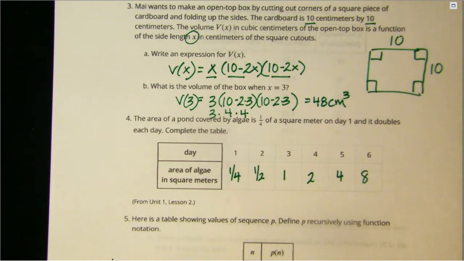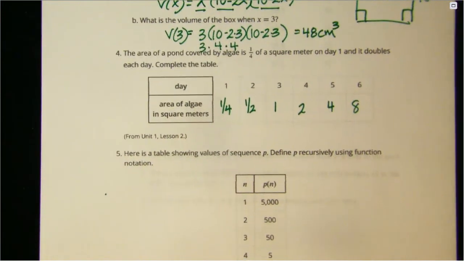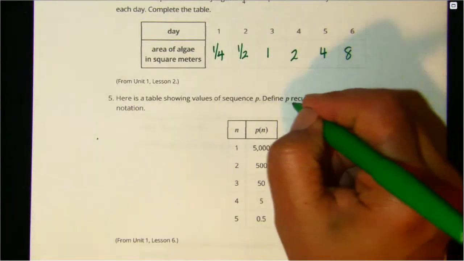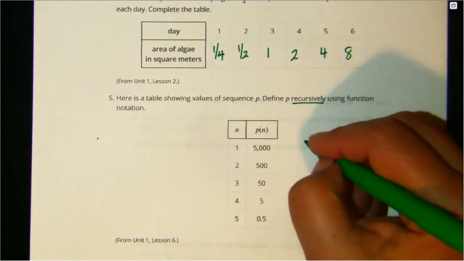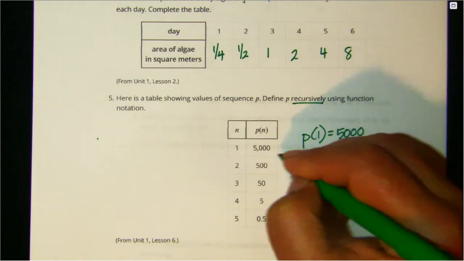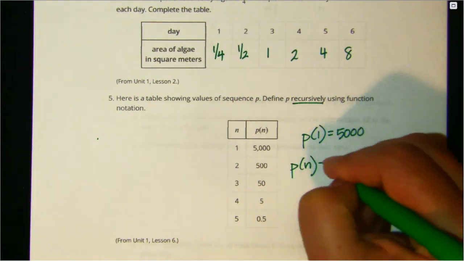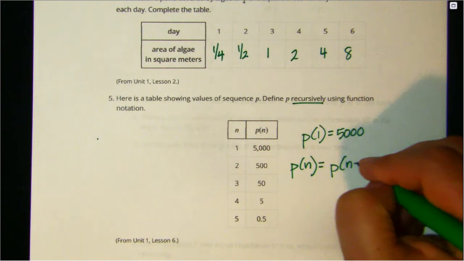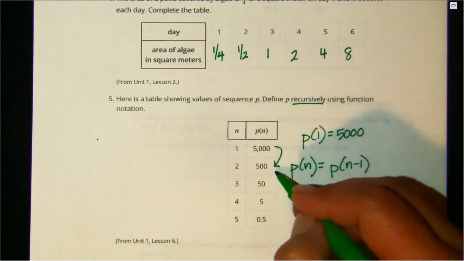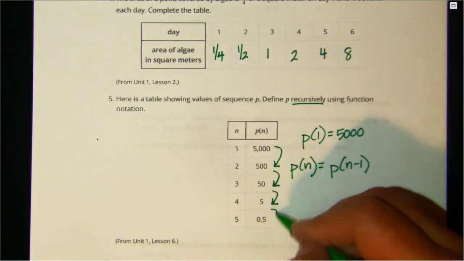That's it. Number 5, here is a table showing values of sequence P. Define P recursively using function notation. All right, so recursive, I give the first term. So P of 1 equals 5,000. And then to get any term after that, I take the previous term. I'm just getting that all ready. I haven't even figured out what's going on here yet. What's happening as I move from one term to the next?